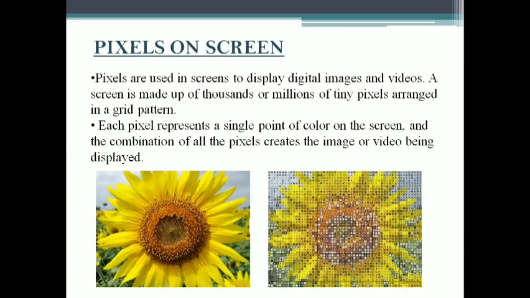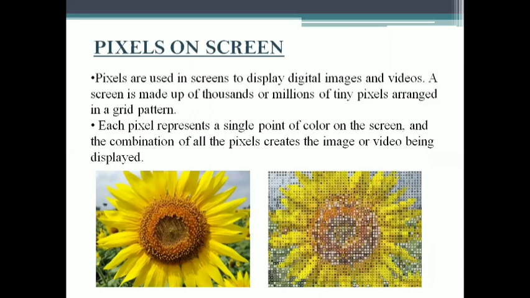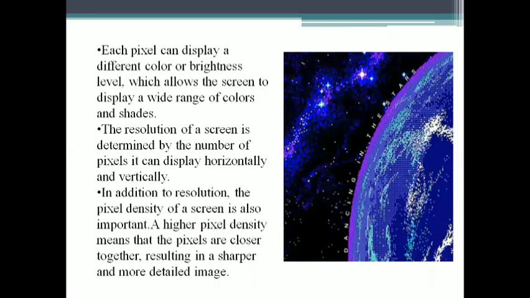That is made up of red, green, and blue. Each pixel has only one color. So if we have more pixels, the quality will be more. Each pixel represents a single point of color on the screen, and the combination of all these pixels creates the image or video being displayed. As you can see here, each pixel can display a different color or brightness level, which allows the screen to display a wide range of colors and shades.